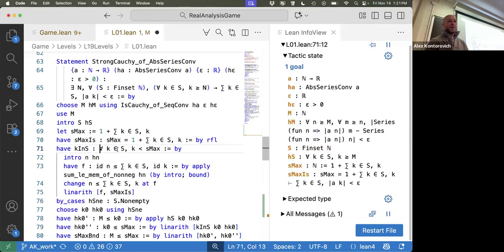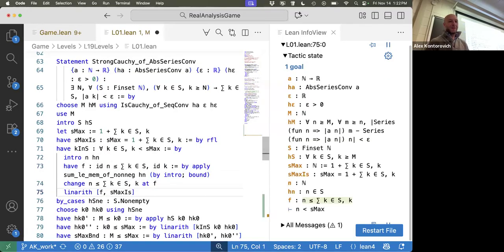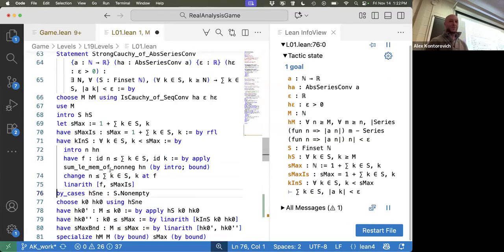Here's a fact. For all k in the set, k is at most the maximum. Of course, that's the whole point of the maximum. All right, how do you prove that? So give me the k, give me that it's in the set, apply sum mem, and then linarith, and hopefully you're happy with that.